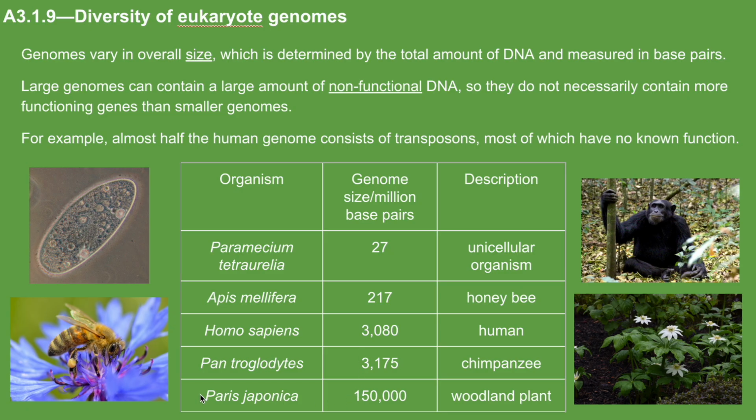Now look at this though. This plant over here, a woodland plant, has 150,000 million base pairs.